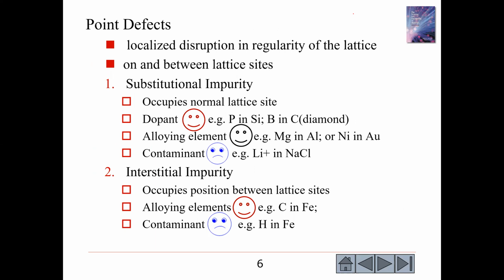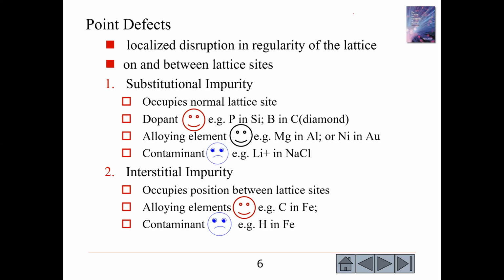It can be in the form of a dopant. A dopant is a kind of impurity which is deliberately added to a material. Carbon in iron: when you add carbon to iron, you get steel. So we deliberately add carbon to iron. Dopants are usually desired impurities, the impurities that you want in the material.